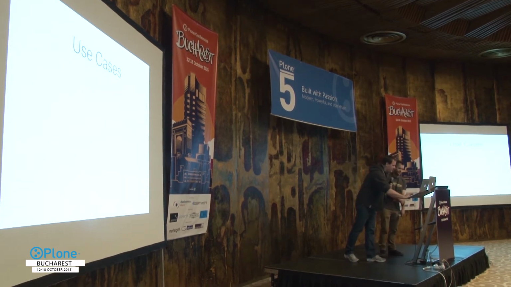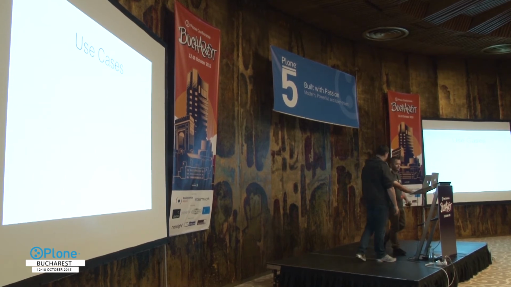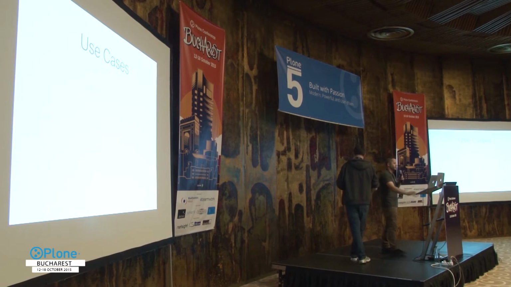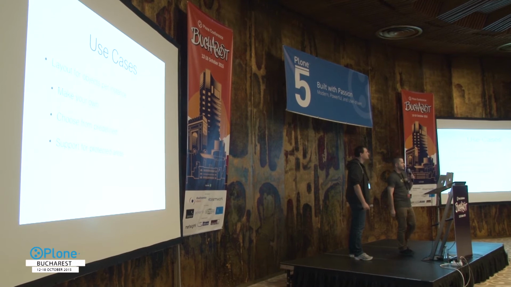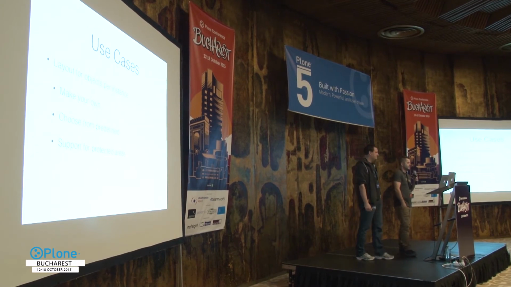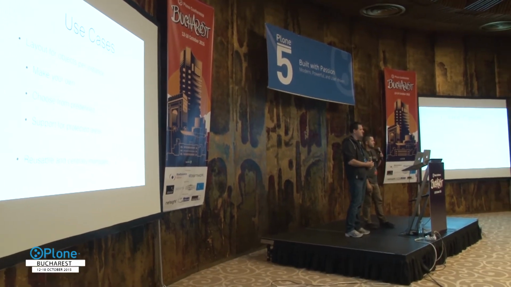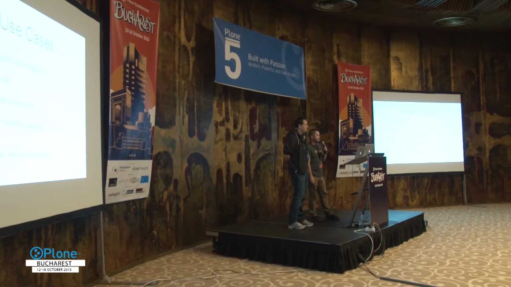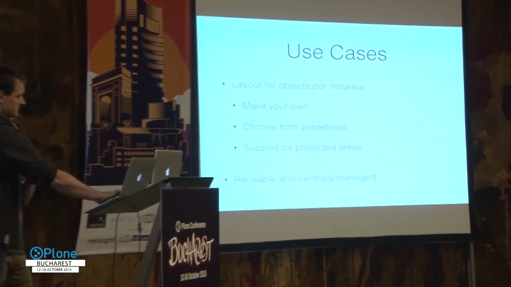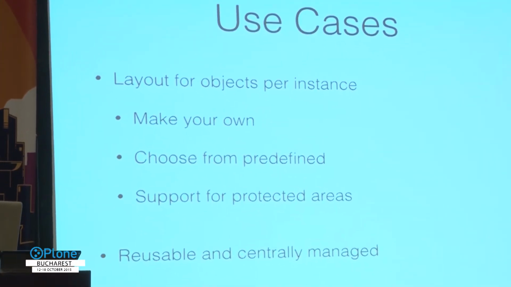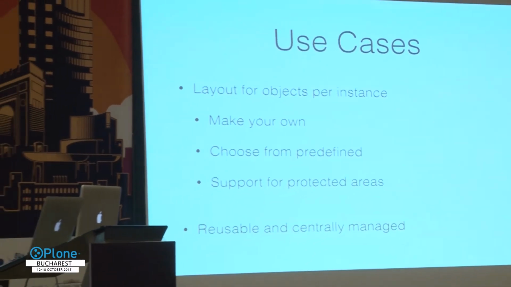So, how do you use it, or what do you use it for? Right now we have two main use cases. One is layouts for objects per instance, and the other one is reusable and centrally managed layouts for content types. The first one is just as we showed you: you have a page to add your content, and it will be saved on that instance in the object, just as HTML in a field.